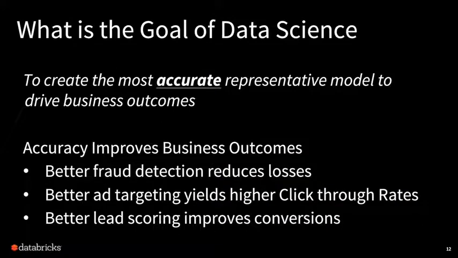So if you think about the goal of data science, and we go back to our examples of artificial intelligence, the goal is really to create the most accurate representative model to drive business outcomes. So what that means to you is that, if you're building a self-driving car like Waymo from Alphabet, or you're building some type of a voice assistant, the whole idea is you want to have accuracy.